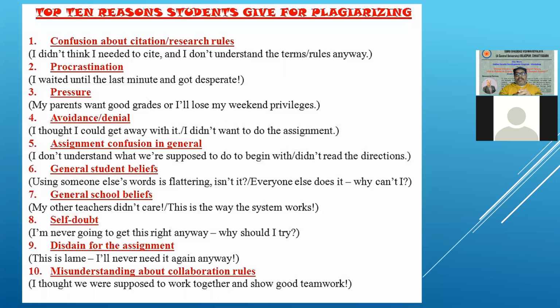The example is, I'm never going to get this right anyway. Why should I try? Why should I go to write? I can take the shortcut. So self-doubt is also one of the reasons, because people do not know their own capacity, whether they are a good orator, a good writer, or a bad writer, whether they are not a very good orator, or moderate, not very high, not very low.